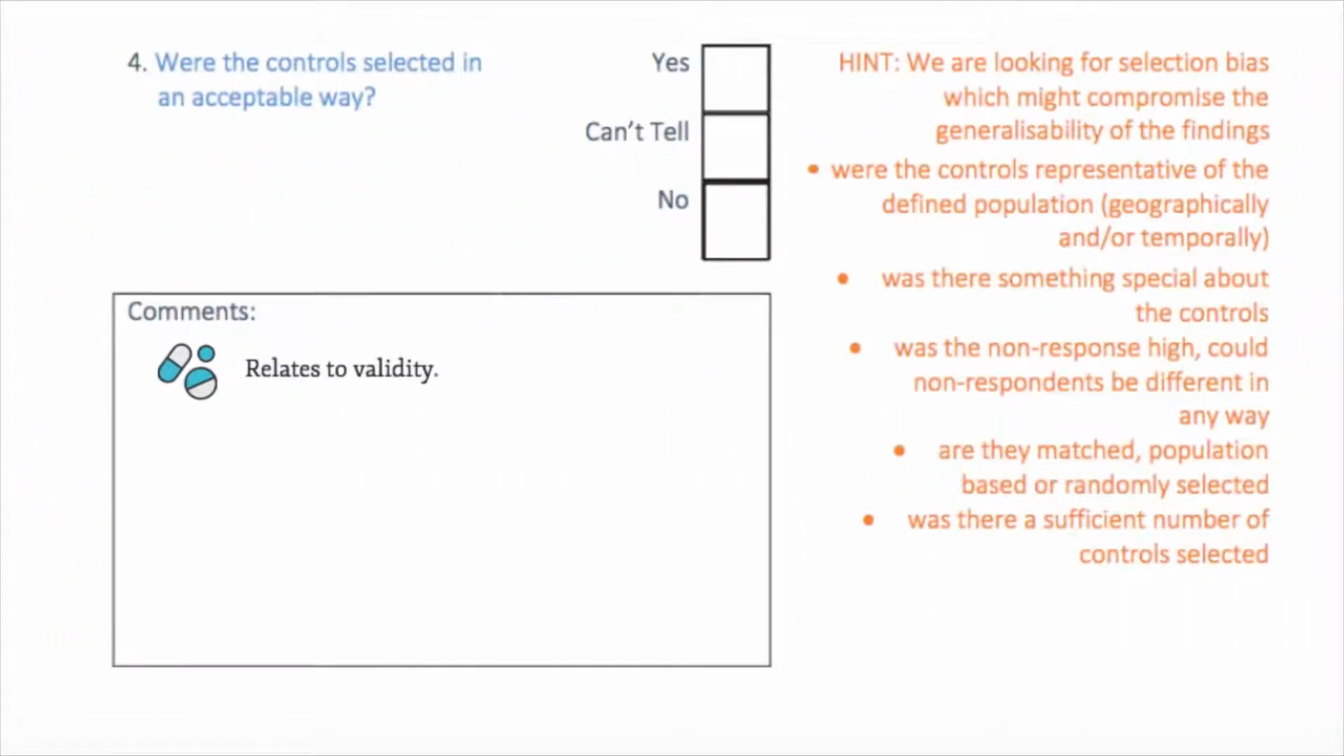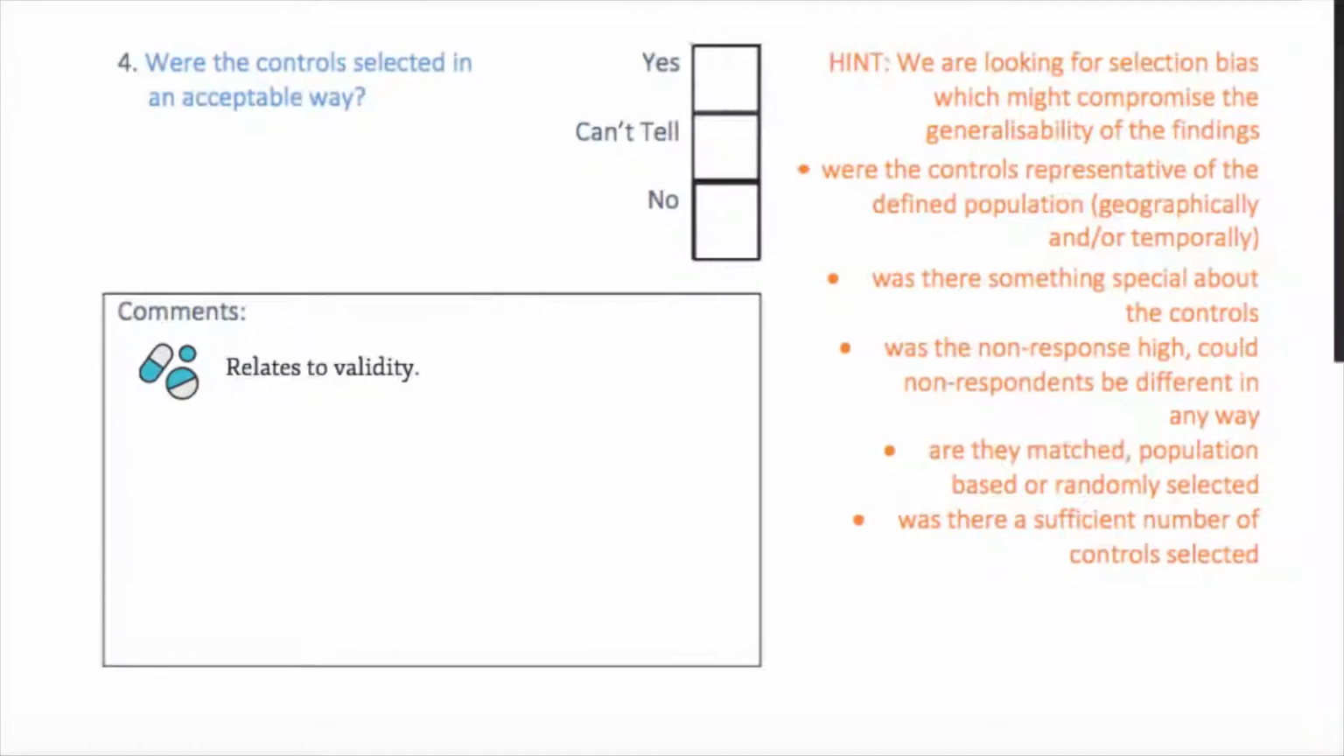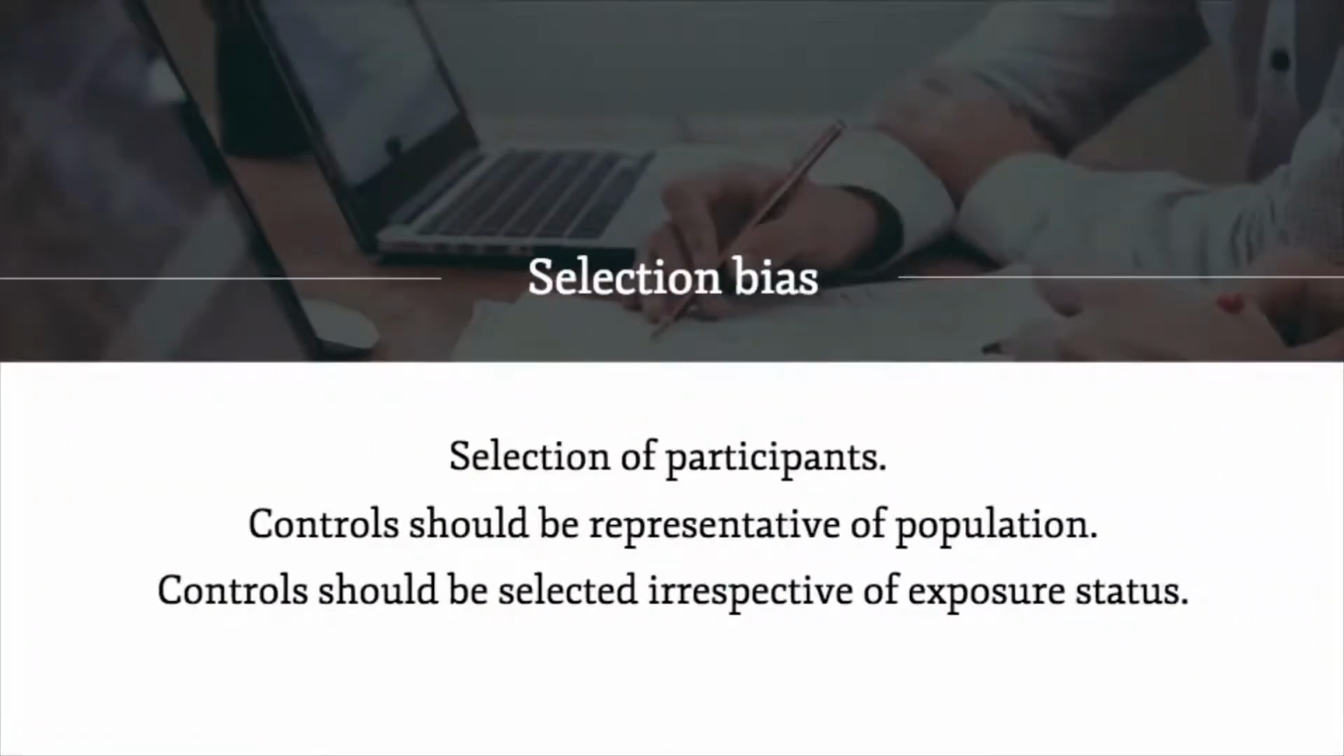The selection of controls is fundamental to the design of a good case control study. If controls are not selected appropriately, then this could introduce selection bias into the case control study. The key point is that controls should be representative of the population from which the cases are drawn, so that the controls could have been cases if they had developed the outcome of interest.